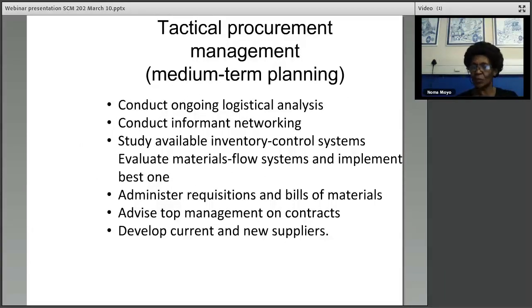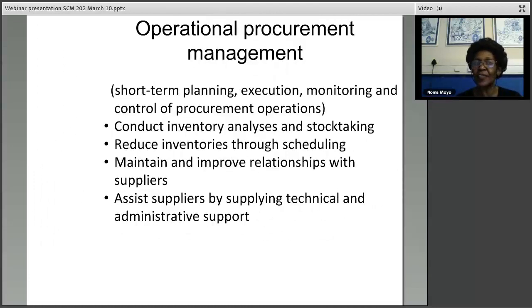Then the tactical management, which is medium-term planning, conducts ongoing logistical analysis, conducts informant networking, studies available inventory control systems, evaluates materials flow systems and implements the best ones, administers requisitions and bills of materials, advises top management on contracts, and develops current and new suppliers. That was tactical procurement management.